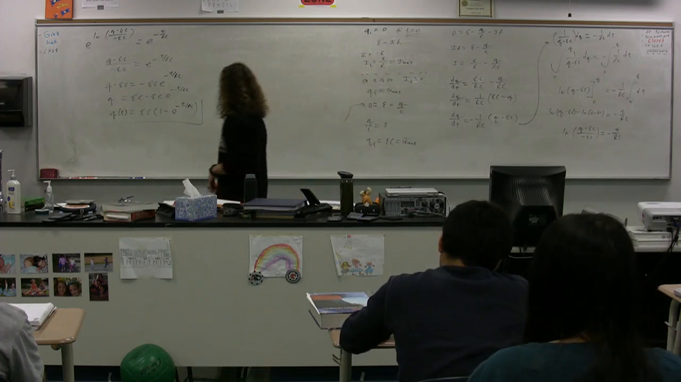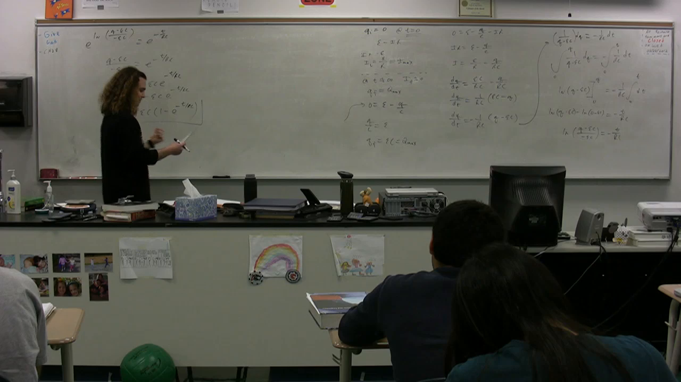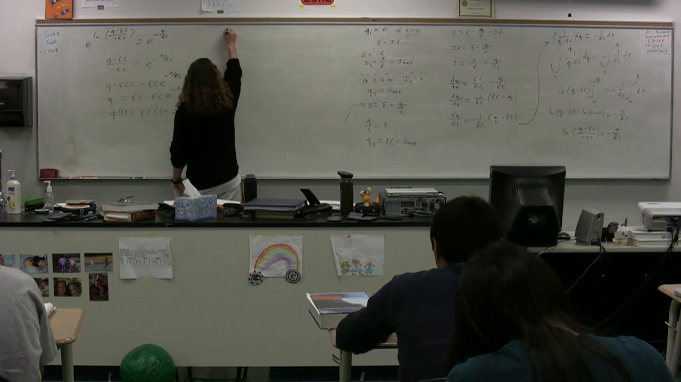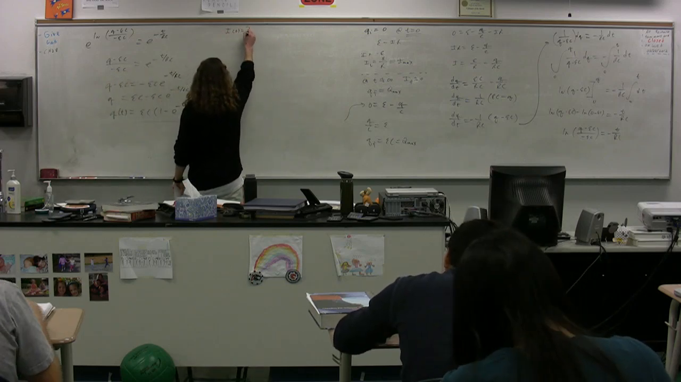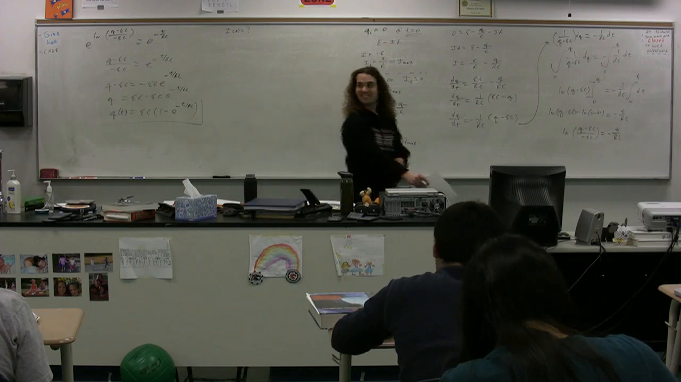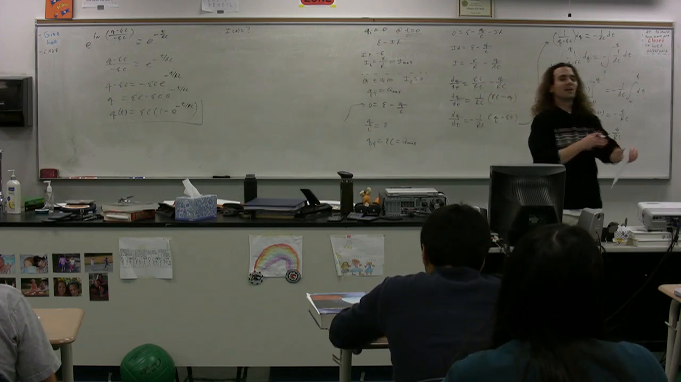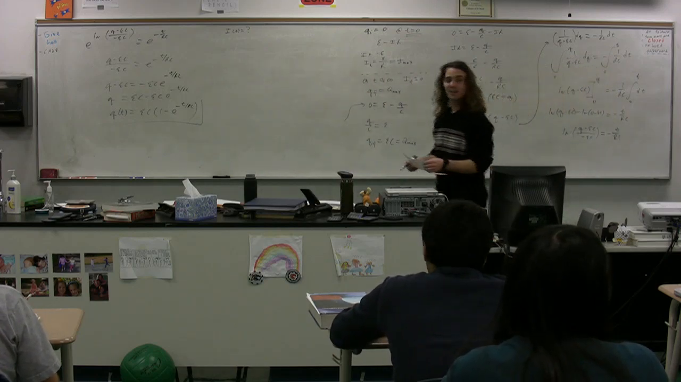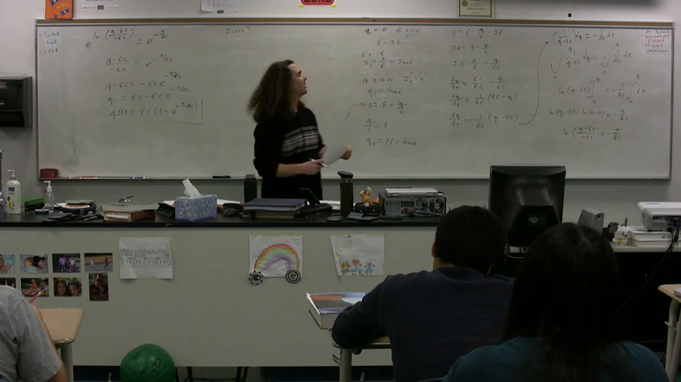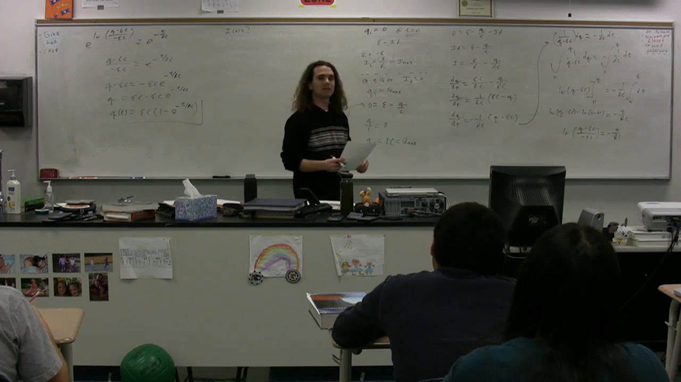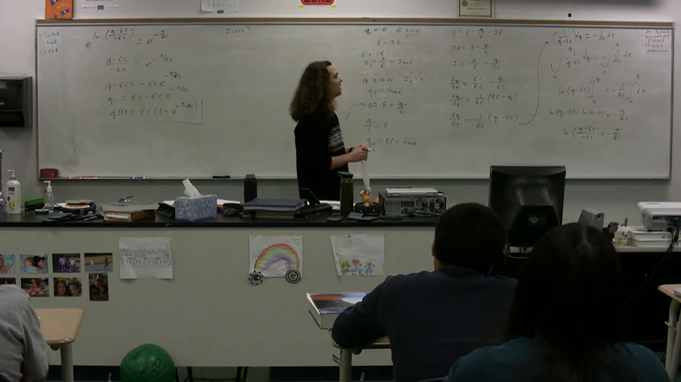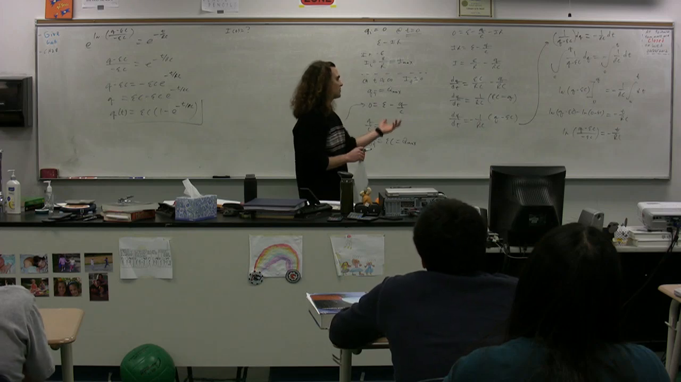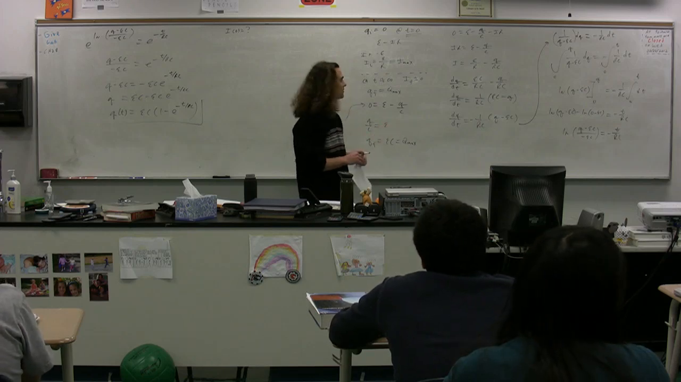So we figured out the charge as a function of time. We also need the current as a function of time. The integral of 1 over q minus EC, is that supposed to have absolute values, right? Oh, it doesn't really matter in this particular case.